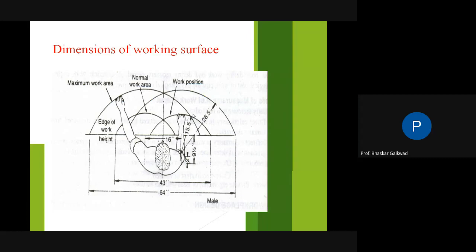So a man is sitting there, assembly is going on, with maximum working area, minimum working area, and then the assembly station. How much can he cover of that area? 64 inches is there, and the normal working area is 43 inches apart. The maximum area from his shoulders is 26.5 centimeters. It is given like this. So this is the working surface or the workplace design.